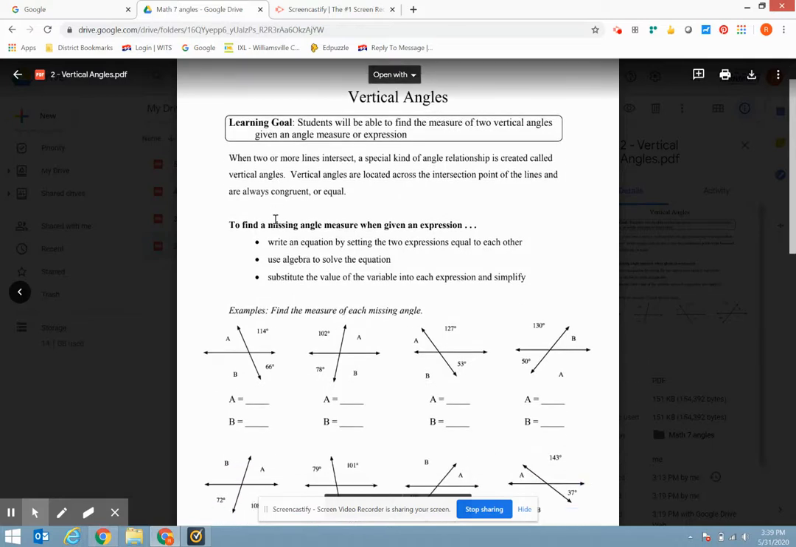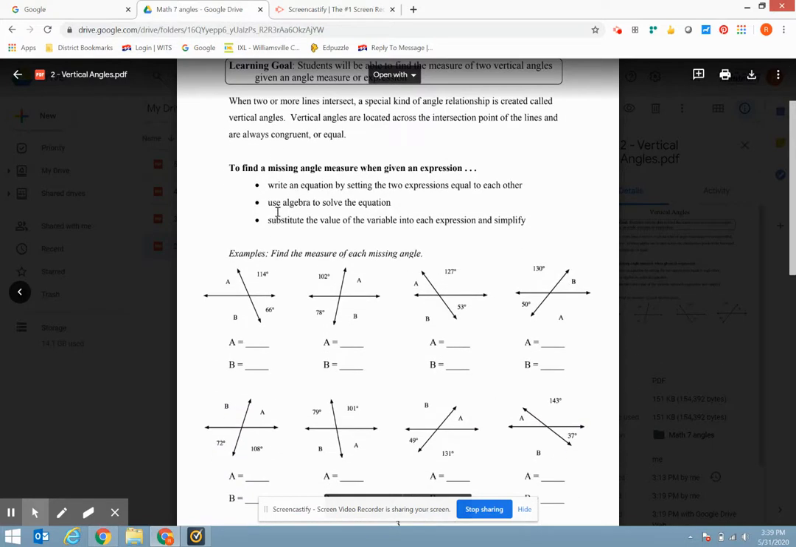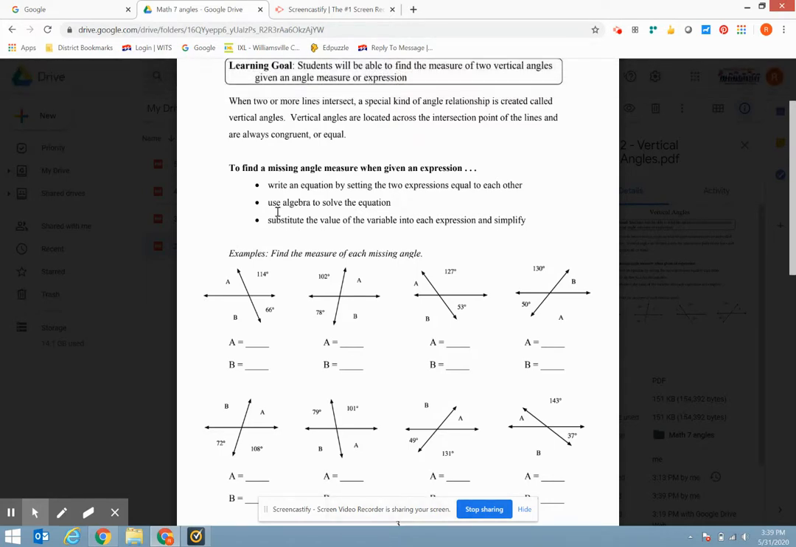So today we are talking about vertical angles, and vertical angles are angles that are opposite each other and made by a pair of intersecting lines. You can see in all these pictures, we have pairs of intersecting lines.